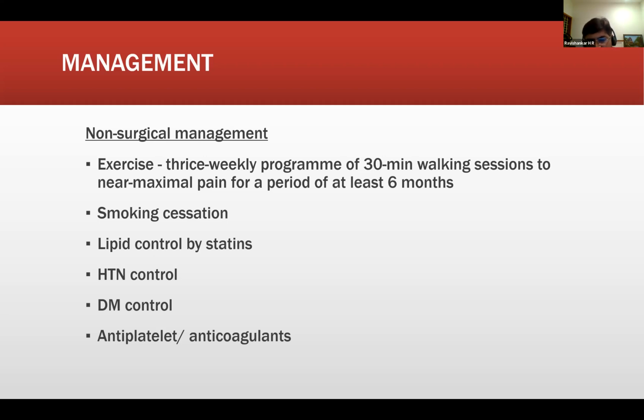And as sir said, hypertension and diabetes control is extremely important, because there is a discernible reduction in the progression of ischemia with good diabetes and hypertension control. Talk about antiplatelets and anticoagulants. Talk about aspirin, clopidogrel, and the combination of the two, and the newer anticoagulants.